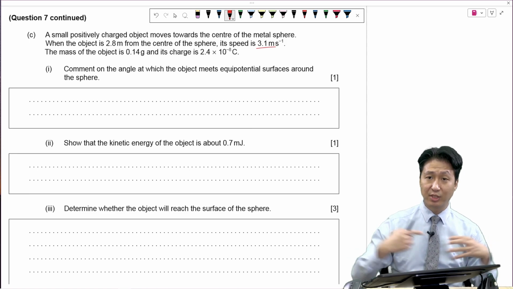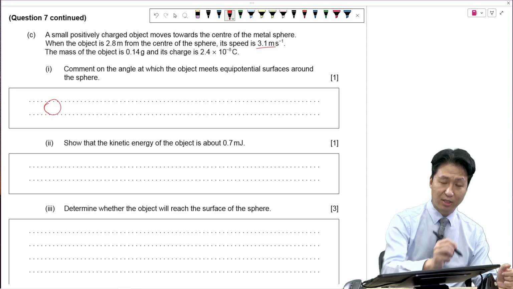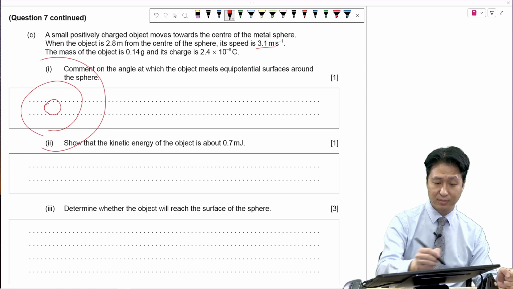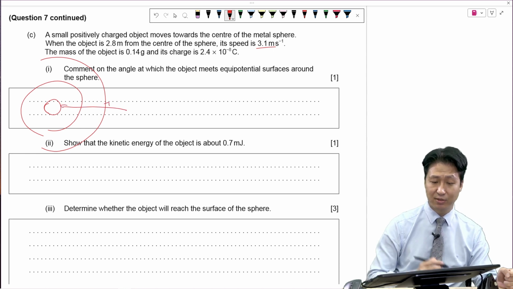So it's moving towards the center, and it's a circular object. Then the equipotential lines are all radial, which means it meets them at a 90 degree angle.